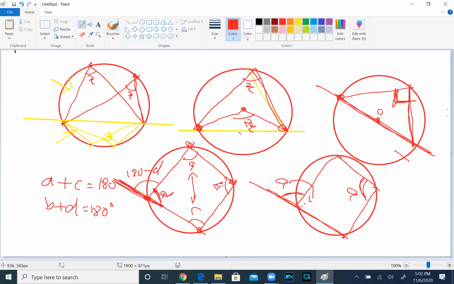Same as if you see this B in this equation, this B is equal to 180 minus D. So that is what they are explaining from that. So that's a quick review of those 5 theorems.